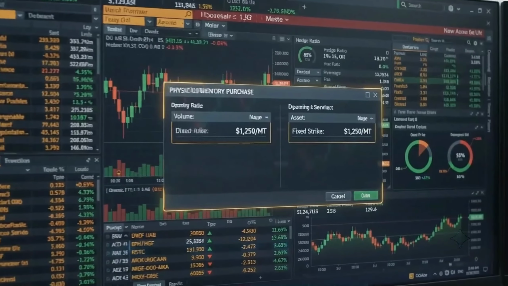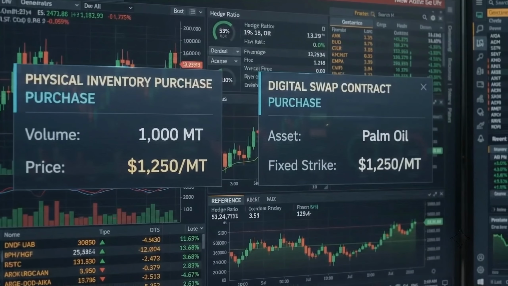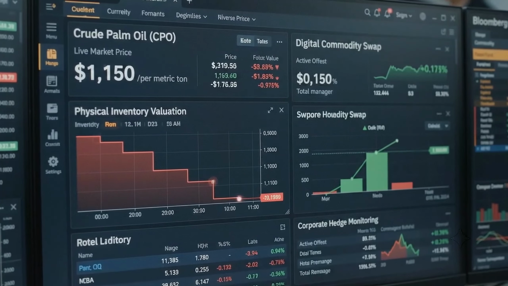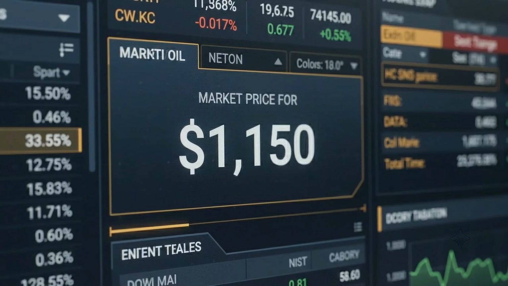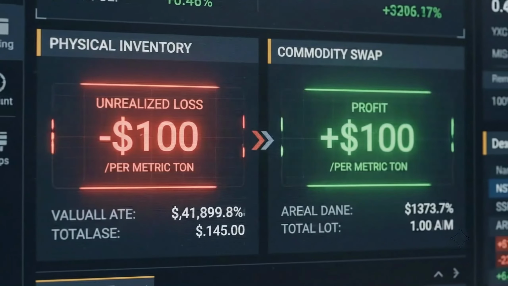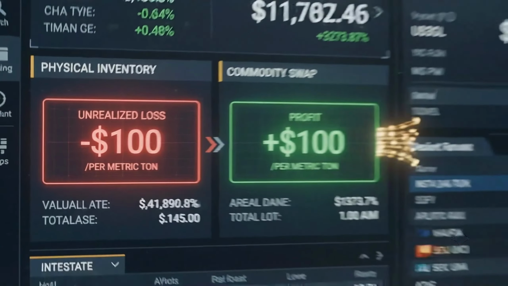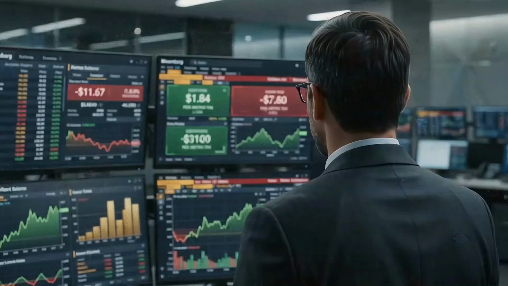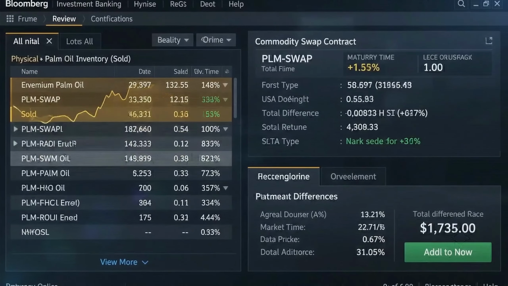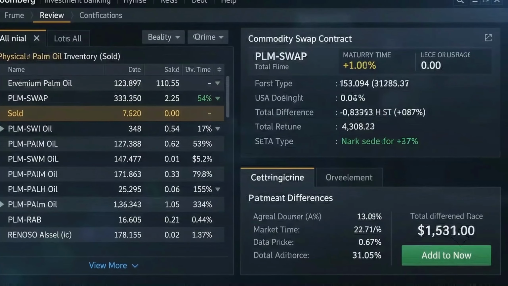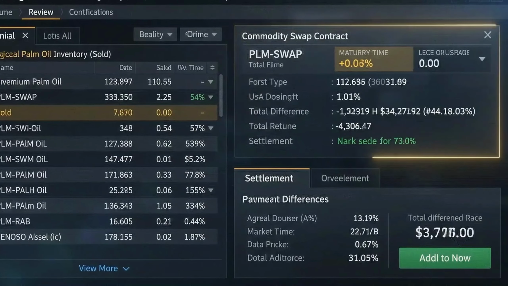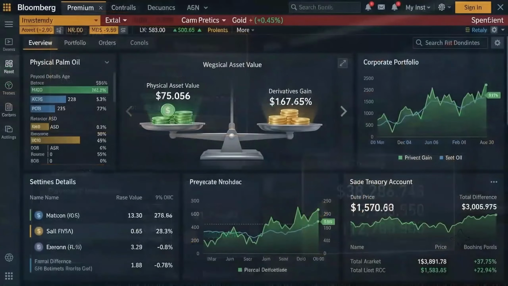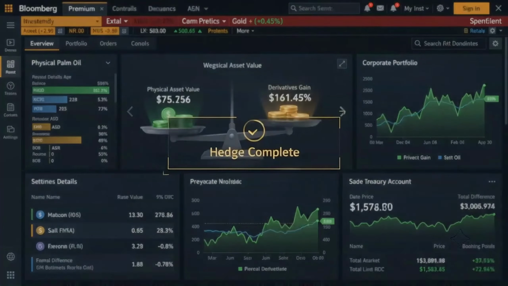Suppose you purchase 1,000 metric tons of palm oil today at $1,250 per ton. At the same time, you enter into a swap at that same market price. If market prices later fall to $1,150, your physical inventory loses $100 per ton in value. But your swap gains exactly that same amount. The financial gain offsets the decline in your inventory value, leaving your overall position largely protected. When the inventory is finally sold, the swap is closed, completing the hedge. No physical commodity ever changes hands through the swap itself. Only the cash difference between the agreed price and the market price is settled.